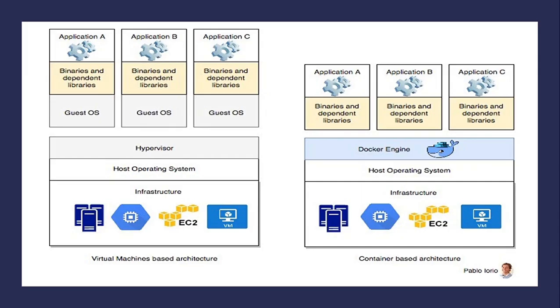You can see here in the container-based architecture, we have a host operating system, and on top of that we have the container engine, and you can have as many applications as you want or need on top of the container engine. But in the case of virtual machines, you have the host operating system, and on that you have a hypervisor, and if you need to use multiple applications, you need to have the guest OS, and on top of that you can install your application and binaries.